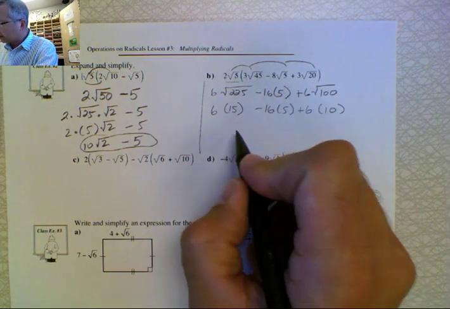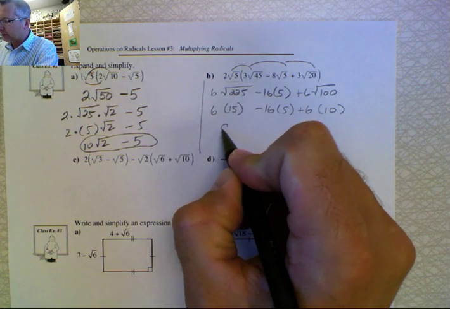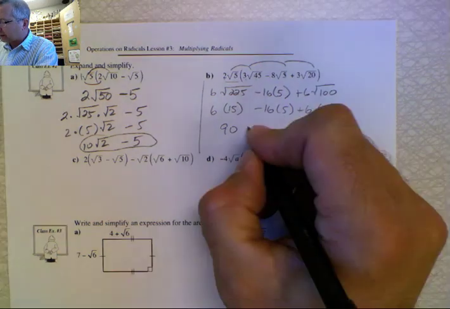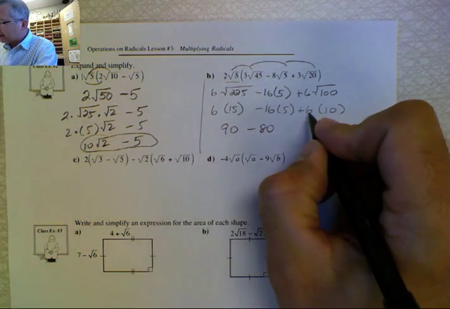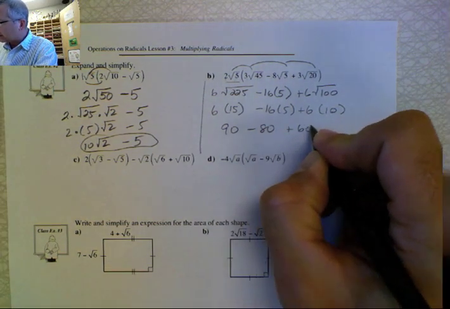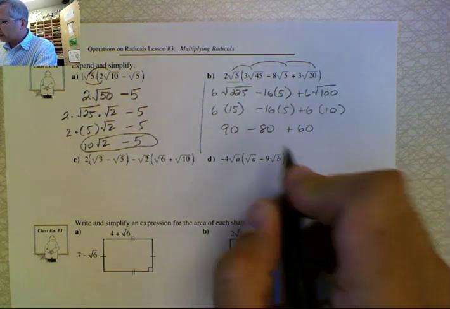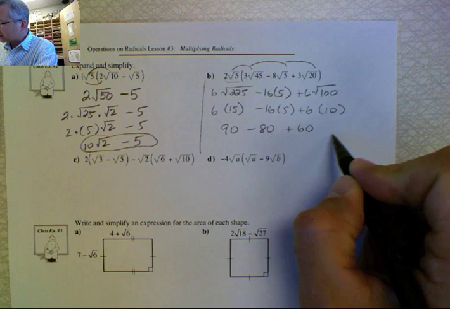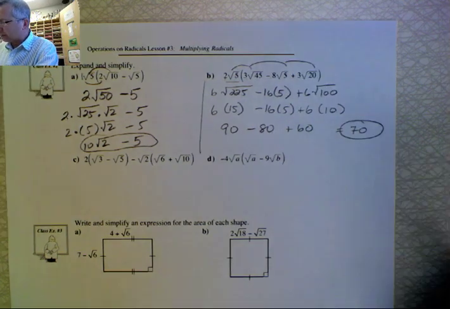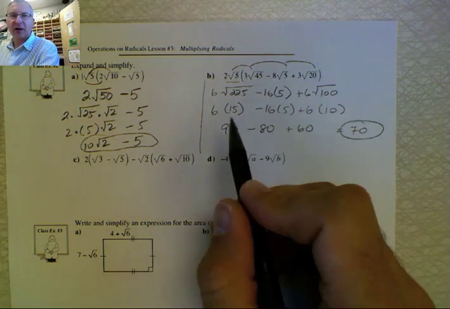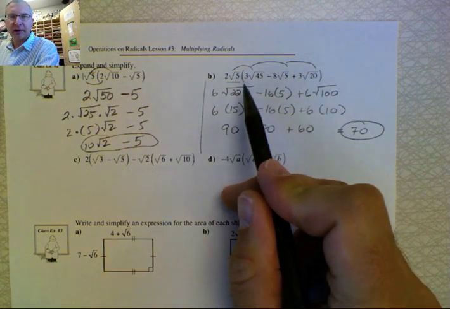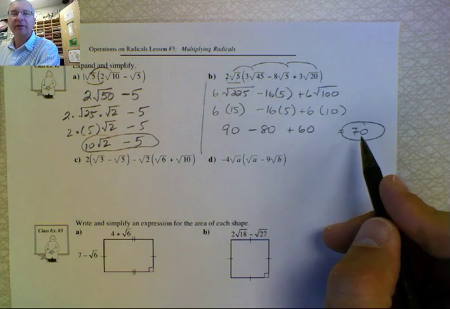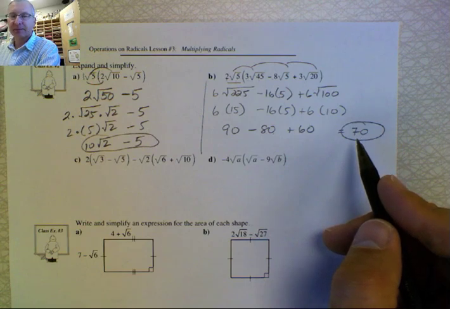So we get 6 times 15, which is 90. Negative 16 times 5 is negative 80. And 6 times 10 is 60. So when you work this all out, 90 minus 80 is 10, and 10 plus 60 gives us a final solution here of 70. Does it often work out that in a radical question, when you multiply it out, you get a whole number answer? Not often, but it works sometimes.